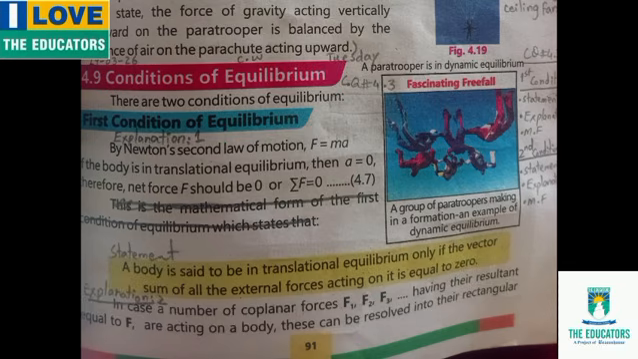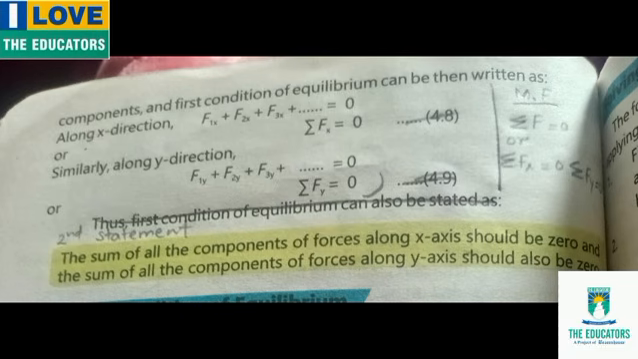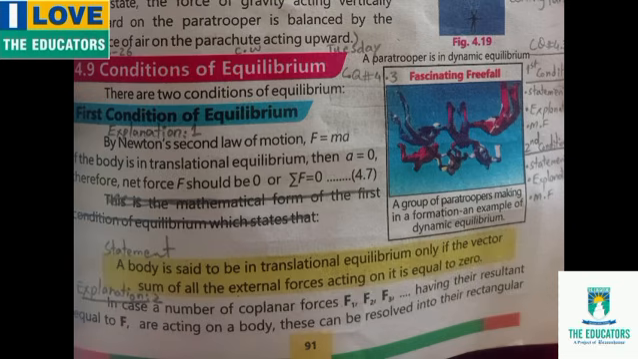Point number 1 is the statement of the first condition for equilibrium, point number 2 is the explanation, and point number 3 is the mathematical form. For the second condition, the same method will be repeated: point number 1 statement, point number 2 explanation, and point number 3 mathematical form. There are two statements for the first condition of equilibrium. Number one is written on page number 91 and the other one is on page number 92. You can learn or write any one of them.